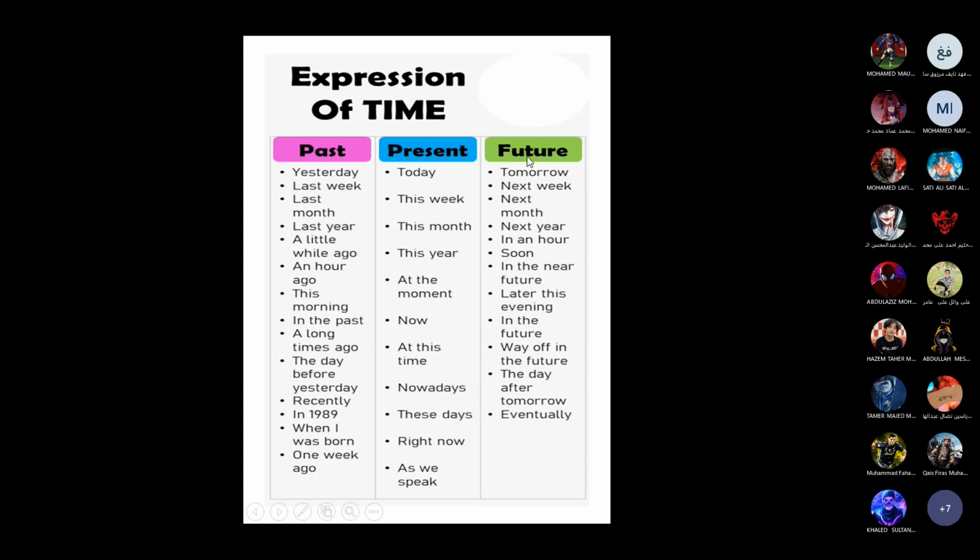How do I know the future? We have different expressions of time. You say tomorrow, next week, next month, next year, in an hour, soon, in the near future, later, this evening, in the future, way off in the future, the day after tomorrow, eventually. All of these are different expressions of time that refer to the future. Okay, so we have to know about these.